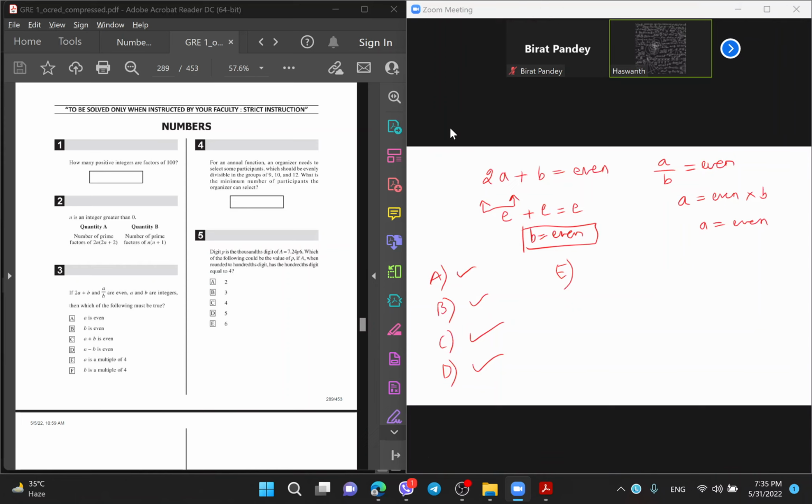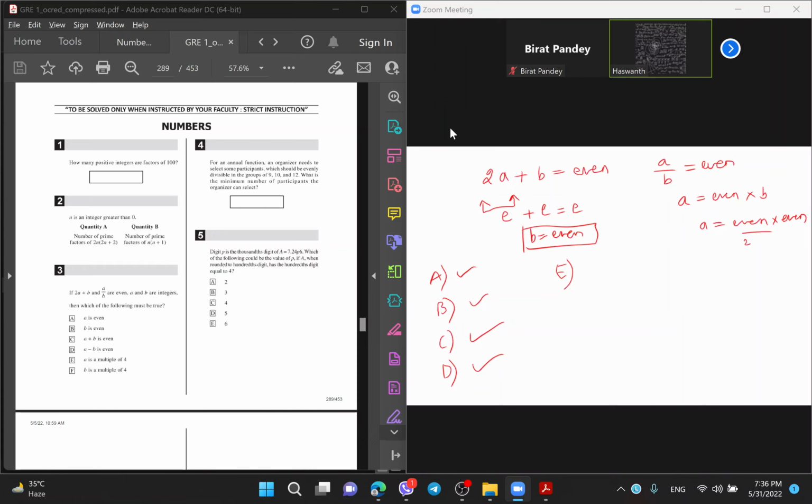Yeah, it is a multiple of 2. We can also say multiple of 4. Because if you observe here, a by b is even. So we said a is even into b. What is b? B is also an even number. Product of two even numbers will definitely be a multiple of 4.